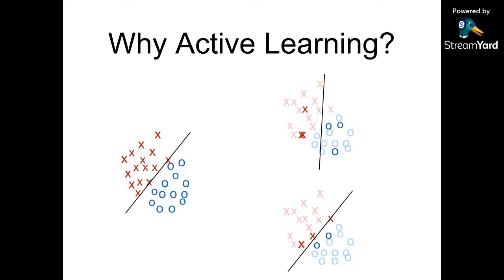So we want to select some of the data which will be representative of so much unlabeled data. By that we can learn a decision boundary very quickly with fewer data points. That's the motivation behind active learning.